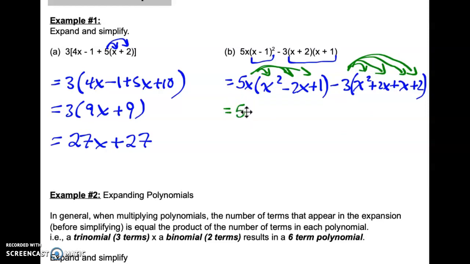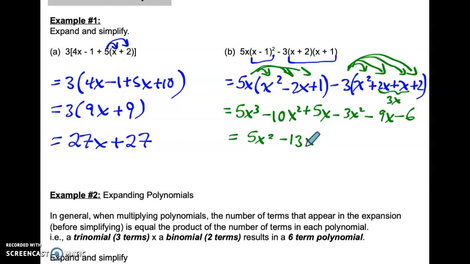So 5x times x squared is 5x cubed. 5x times negative 2x is negative 10x squared. 5x times 1 is 5x. Okay, and then negative 3 times x squared is negative 3x squared. These we can combine to be just a 3x. So negative 3 times 3x is negative 9x. And negative 3 times 2 is negative 6. And then we can collect like terms here. And there we have everything fully simplified and fully expanded.